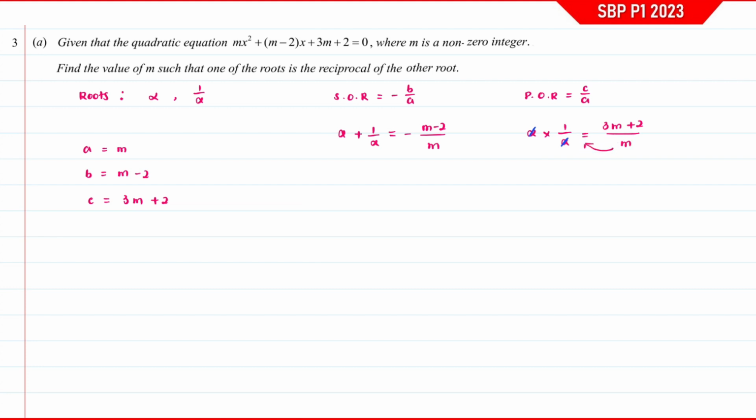So when you move the m to the other side, you're going to get m is equal to 3m plus 2. So next, I'm going to move the m to the other side. So 3m minus m is equal to negative 2. Therefore, 2m equals negative 2. m is equal to negative 2 divided by 2, which is negative 1.